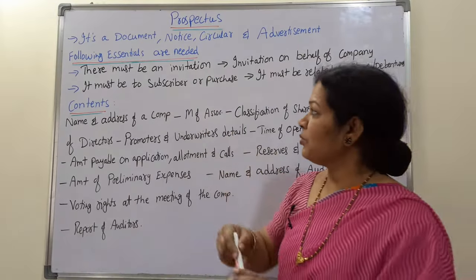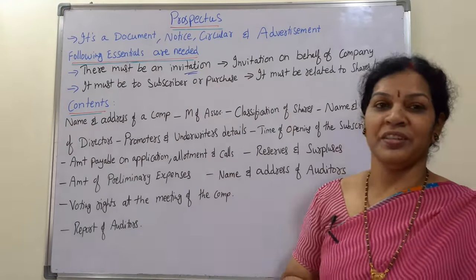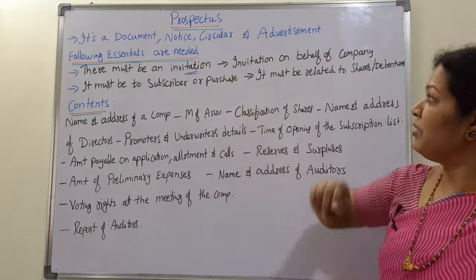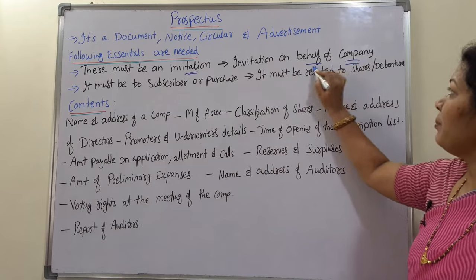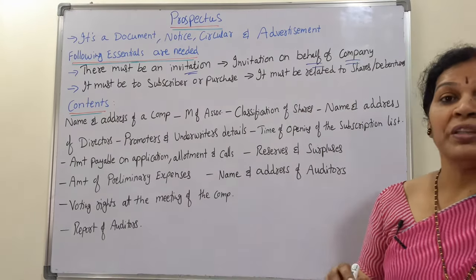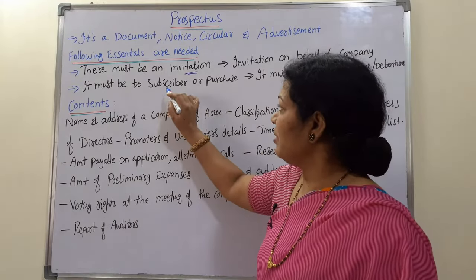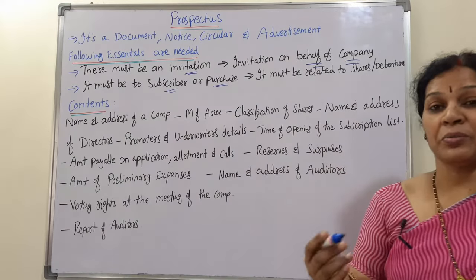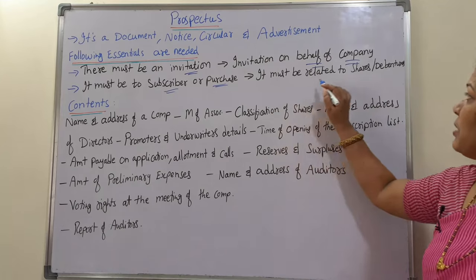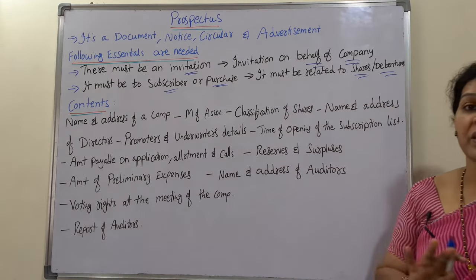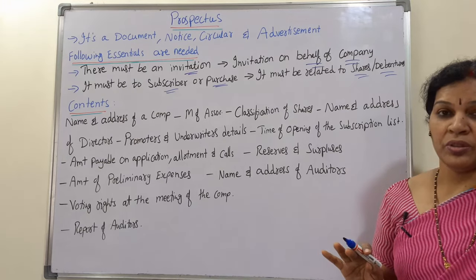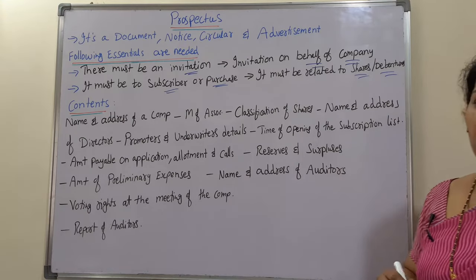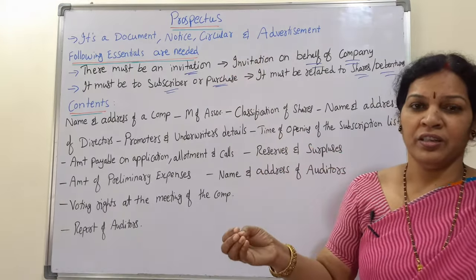What are the essentials? There must be an invitation, a small invitation like inviting the shareholders. There must be an invitation on behalf of the company. And also it must be to a subscriber, to be subscribed or purchased, inviting a purchaser or subscriber. In the same way, it must be related to the shares or debentures only, not anything else, just to invite shareholders or debenture holders only. So these are the essentials that must be reflected in the prospectus.